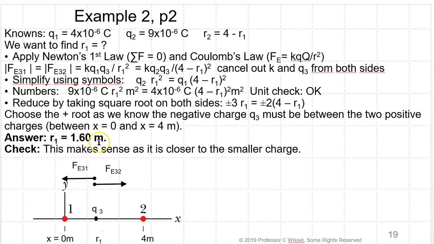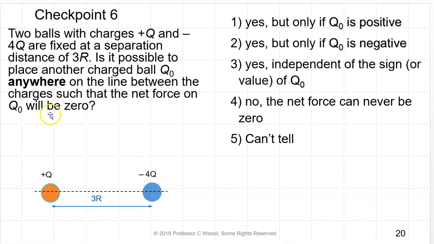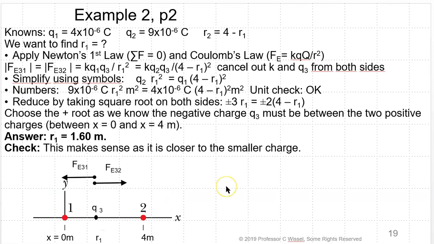R1 is 1.60 meters, and we ask ourselves, does this make sense? Yes, it does, because it's closer to the smaller charge. That's the kind of thinking and work I want to see on your homework problems. If you do it this way, I guarantee you'll get a much better grade than if you do it in a typical student method, which is to find a piece of scrap paper or just stick it on their calculator, or worse yet, their phone. If you don't have a good scientific calculator at this point, please get one.